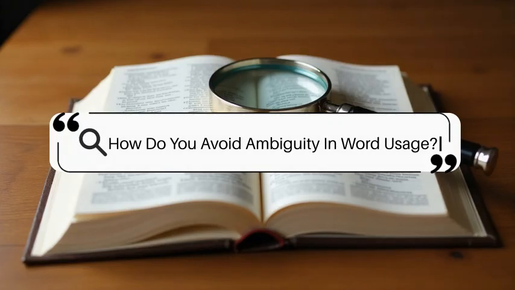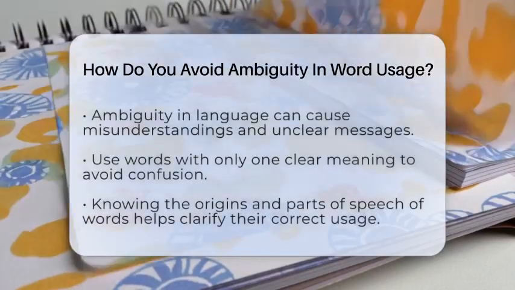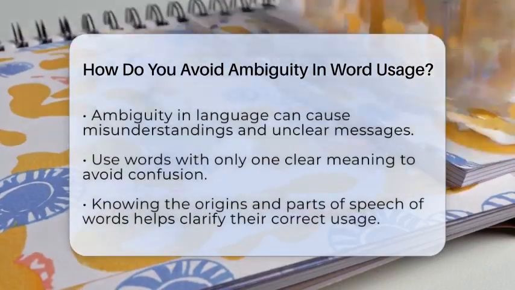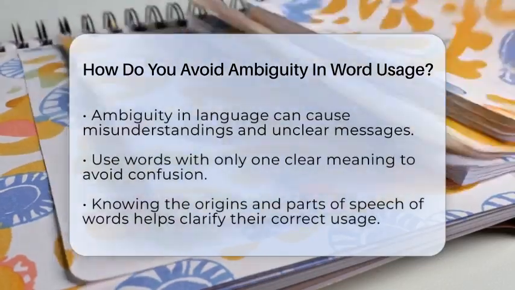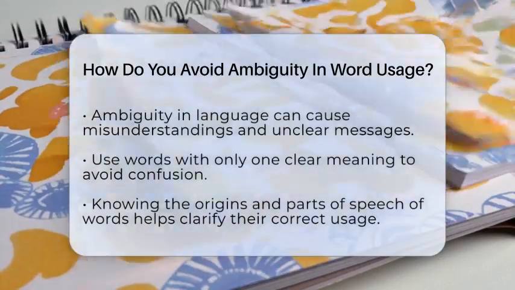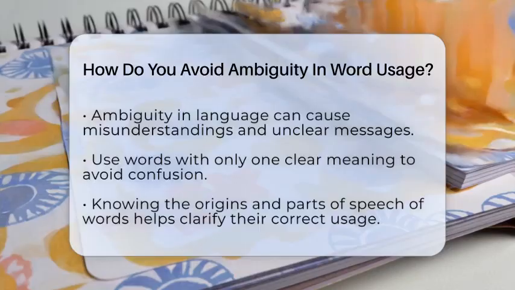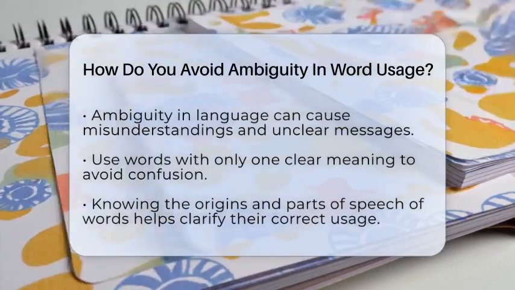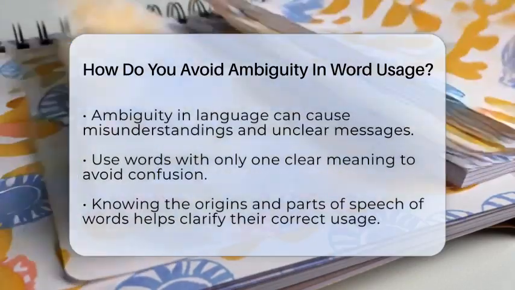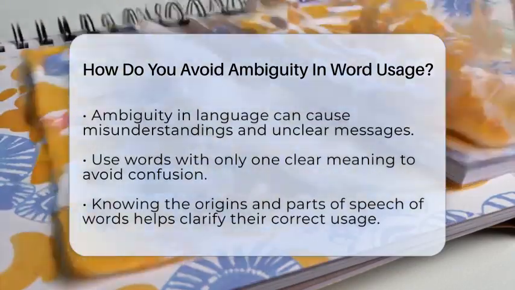How do you avoid ambiguity in word usage? Imagine trying to understand a sentence that could mean 2 or 3 different things. Confusing, right? That's what ambiguity in language can do. It can make your message unclear and lead to misunderstandings. But don't worry, there are simple ways to make your words crystal clear.